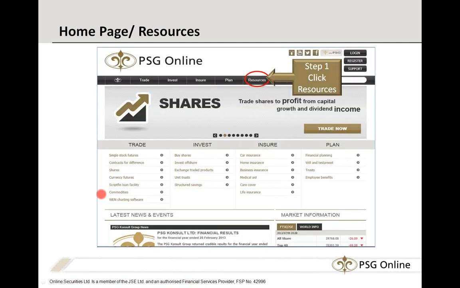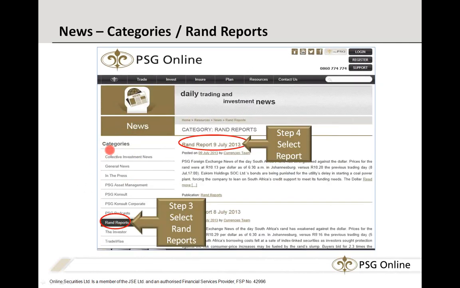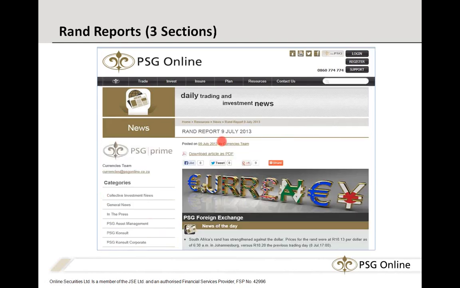So where would I find the Rand report, by the way? Remember, it will get emailed to you, but you'll also find it on our web page. If you click on resources, then on the next page click on news, you'll find a section under news with various categories. You look for Rand report. This was yesterday's one. You click on that link, and it opens up.